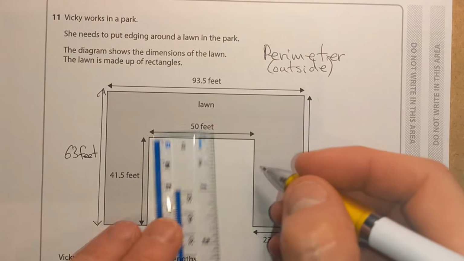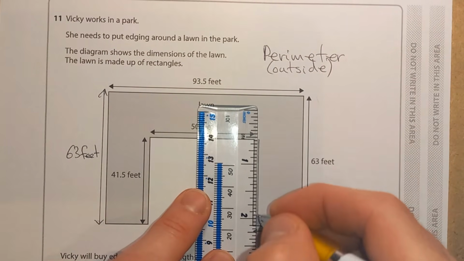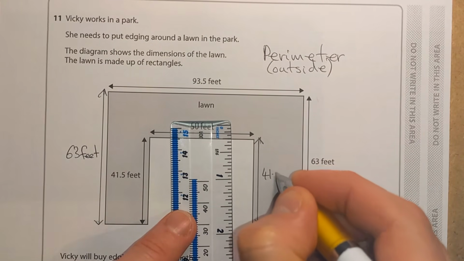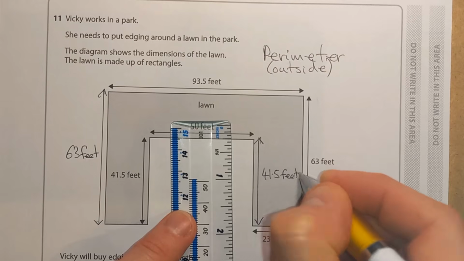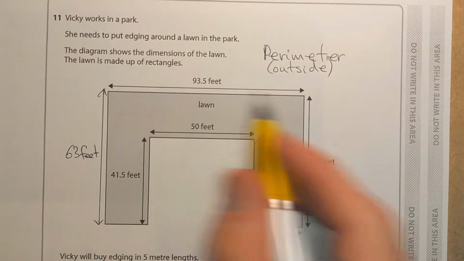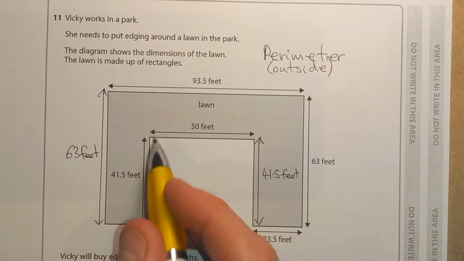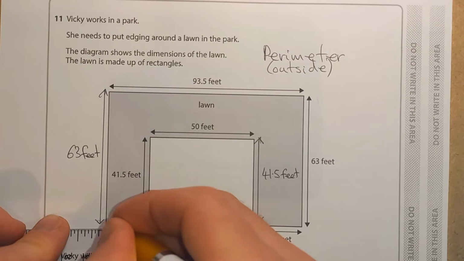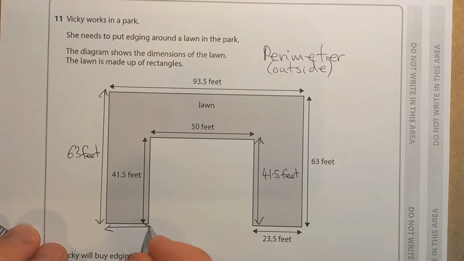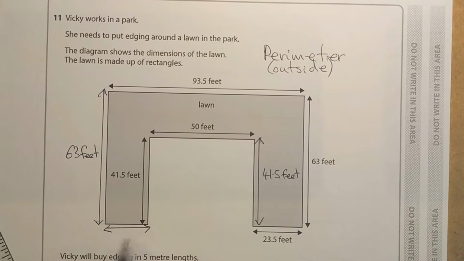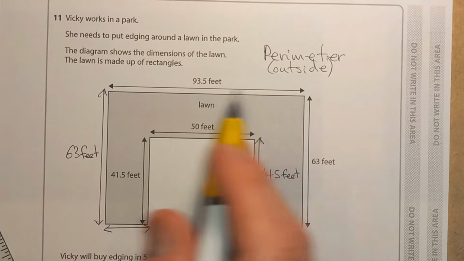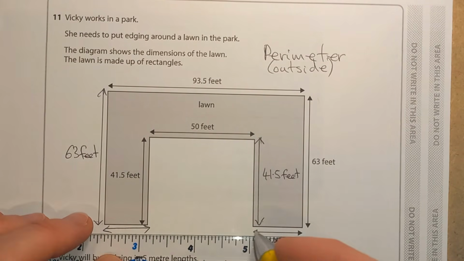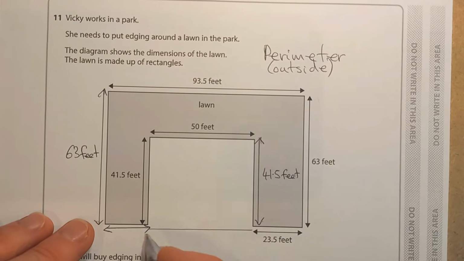If this is 41.5 feet here, this is also going to be 41.5 feet. So we've got this length, this one, this one, this one, this one, this one, this one. The only one that's missing is down here at the bottom. Now we can't assume it's the same as this because we don't know that, but we do know the total is 93.5 feet. And this bit is 50 feet. So actually I'm going to draw that in.